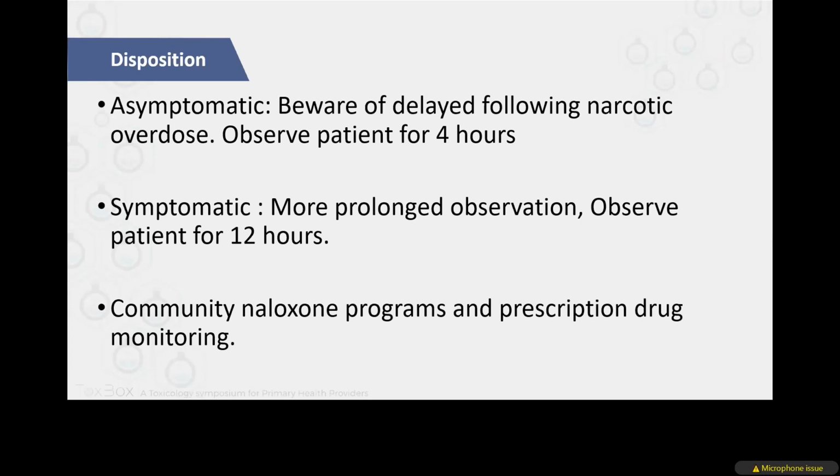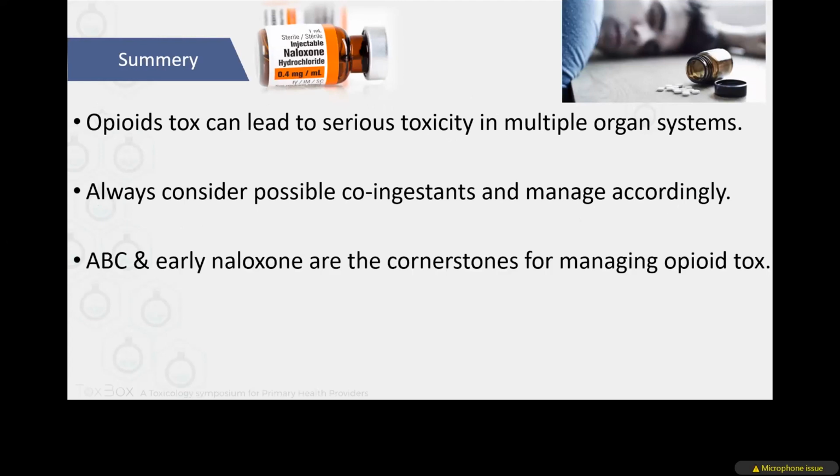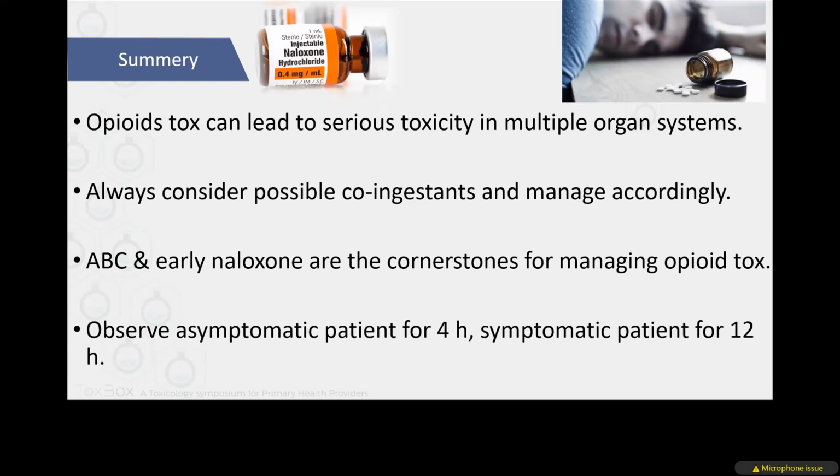Now, prevention is the best cure. In some countries, there are community naloxone programs where they deliver naloxone to certain people. And also, we need to monitor prescription drugs. So in summary, opioid toxicity can lead to serious toxicity in multiple organ systems. Always consider possible co-ingestions and manage accordingly. ABC and early naloxone are your cornerstone of managing opioid toxicity. And observe asymptomatic patients for 4 hours, symptomatic for 12 hours.